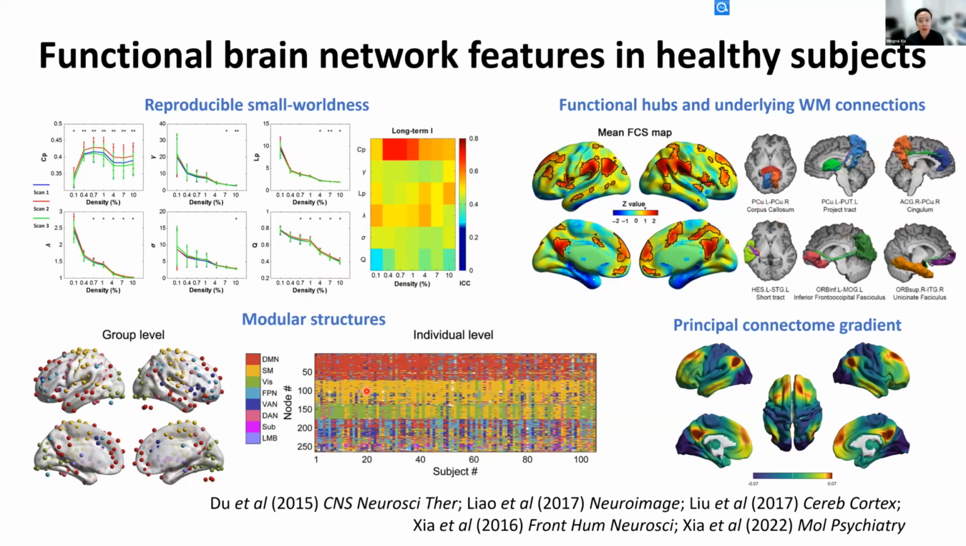The functional network also exhibits a significant modular architecture, both at the group level and individual level. In addition, the whole brain functional network can be decomposed into several connectome gradients. The most dominant one, also known as the principal gradient, extends from the primary cortex to the transmodal cortex, indicating a gradually changing connectivity pattern from the primary to the high-order regions.